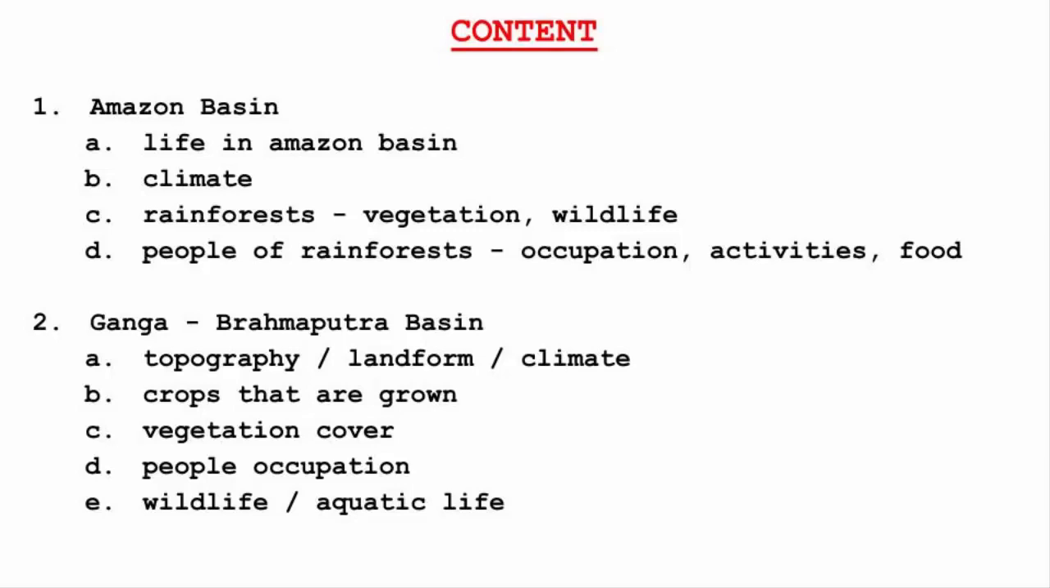The two major topics that we will be covering in this chapter are related to the Amazon and the Ganga-Brahmaputra Basin. So as we go ahead, we'll be reading about all of these subtopics. So with no further ado, let's begin.